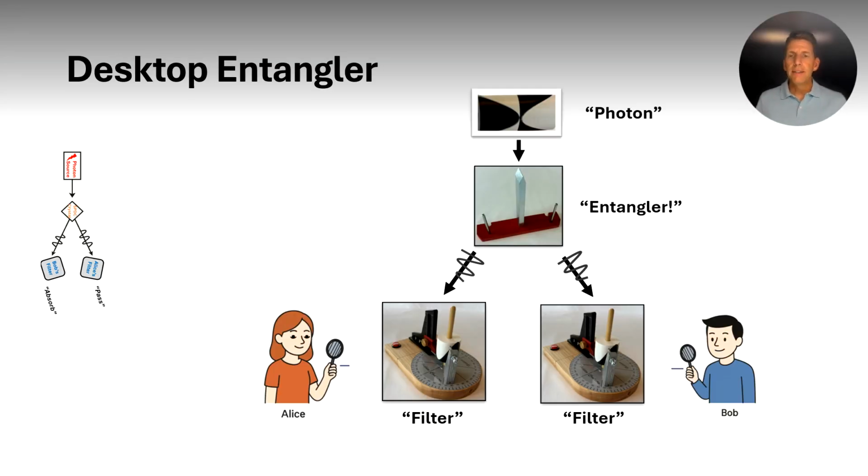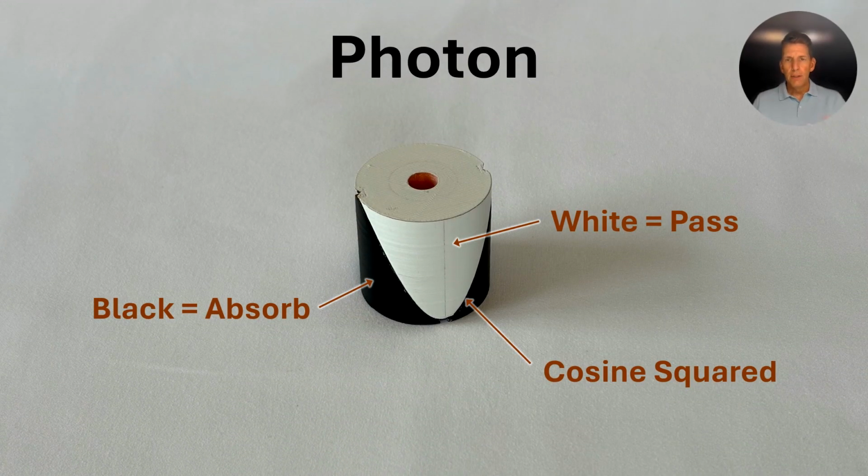The Desktop Entangler works the same as the lab, except you have to take it and turn it 90 degrees, so that the photon is coming from the top and coming down to the entangler, being cut in half, and then going out to Alice and Bob so that they can measure them on their filters. Right. So let's take a little closer look at the components here.